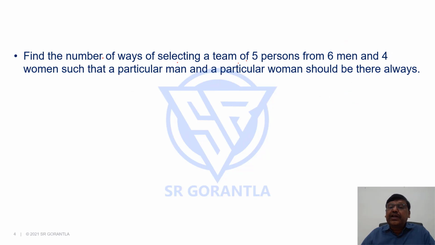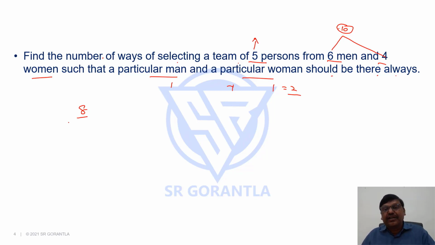Find the number of ways of selecting a team of 5 persons from 6 men and 4 women such that a particular man and a particular woman should always be there, should get selected by themselves. That means out of the total 10 persons, you have to select 5 people, but one particular man and one particular woman, for these 2 people, you have no option but to select them. That means out of 10 people, only 8 people you have some choice of either selecting or not selecting.